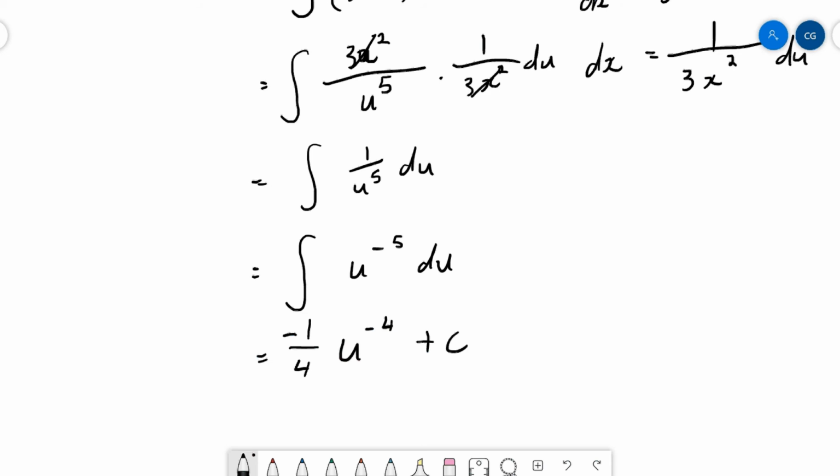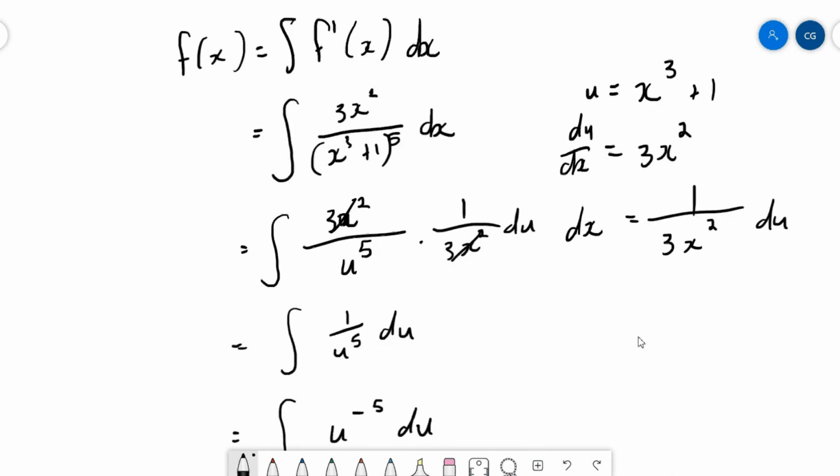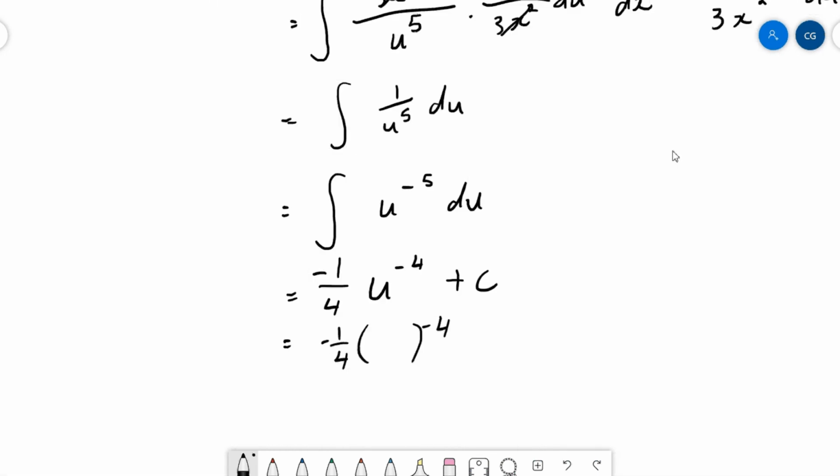Now I can replace u, so it becomes negative 1 over 4, and I can replace u with whatever I replaced it with in the beginning. So let's go back and check. u was actually x cubed plus 1. So I can replace this with x cubed plus 1. So this is f of x, plus c.